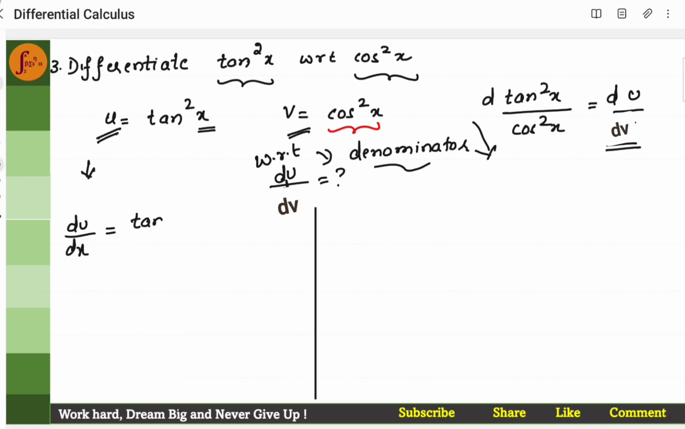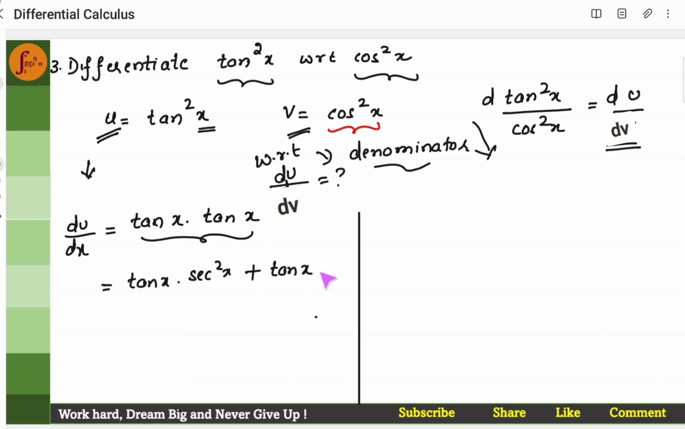This is tan square x, which is nothing but tan x into tan x, right? So I'll have to apply the product rule here. I'll take tan x into the derivative of tan x, which is secant square x, plus the second term tan x into the derivative of the first term, which is again secant square x. Both of these are the same, which means it is 2 tan x into secant square x. This is du by dx.